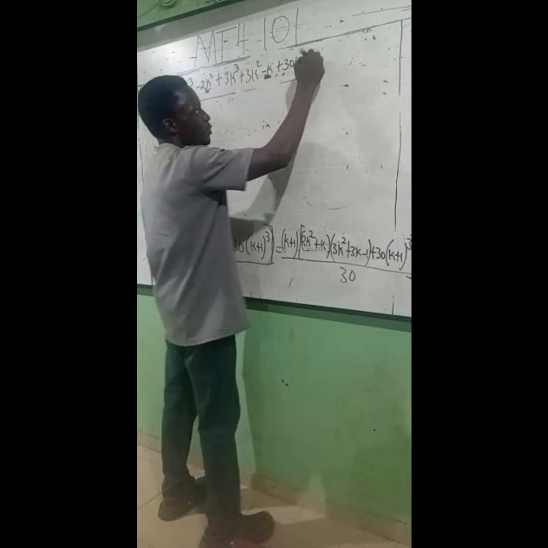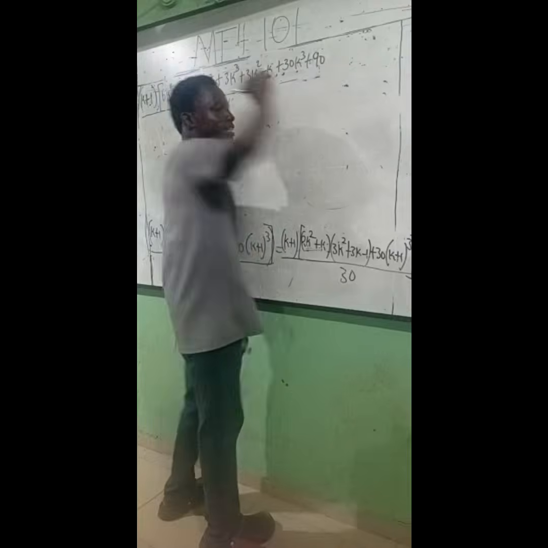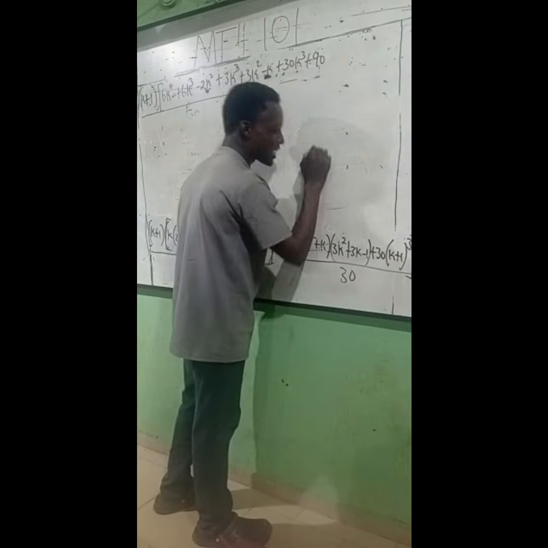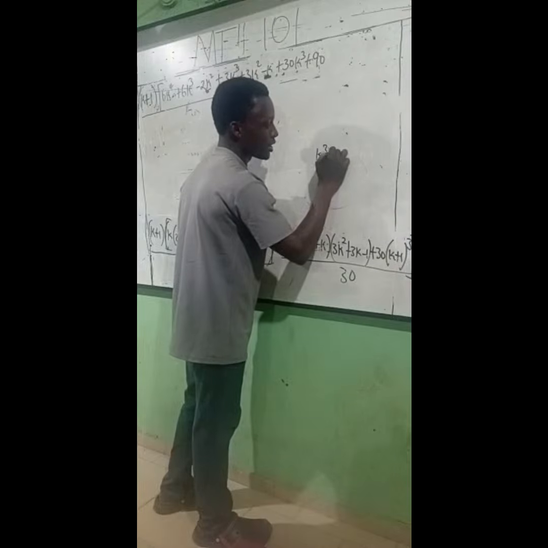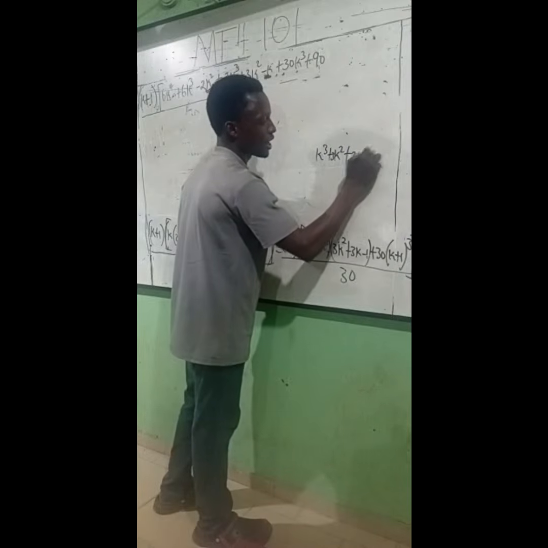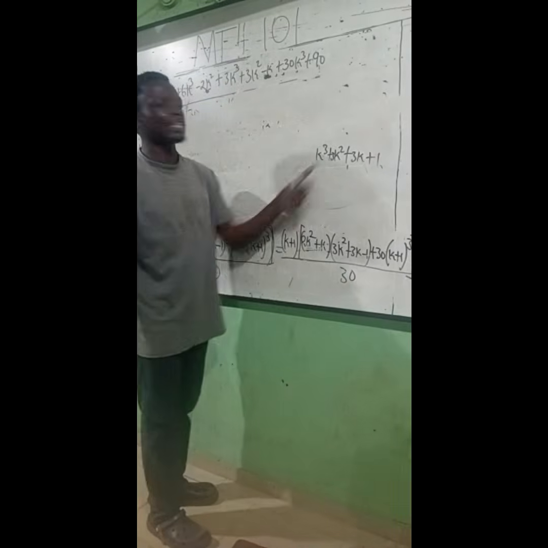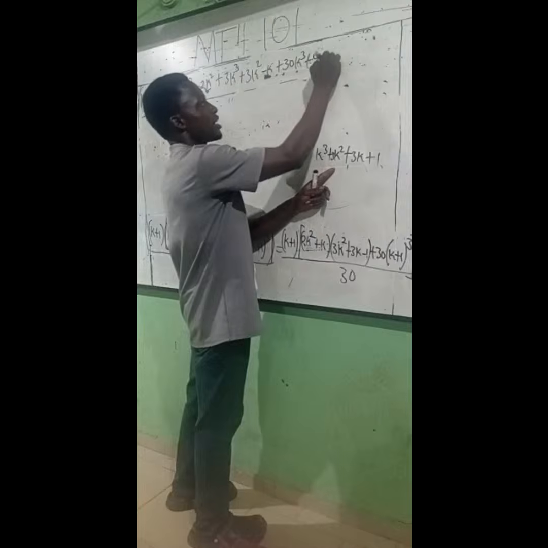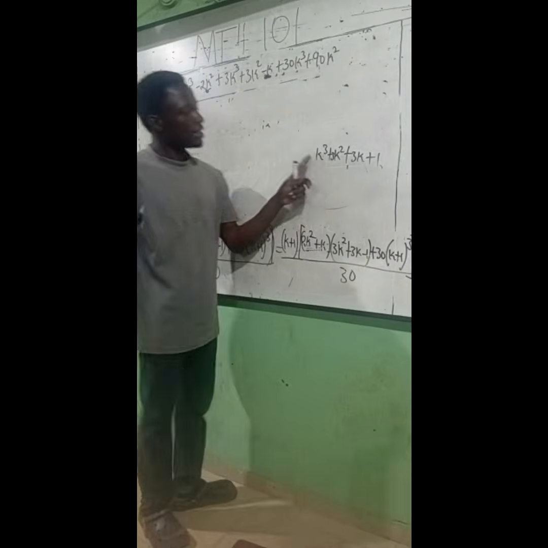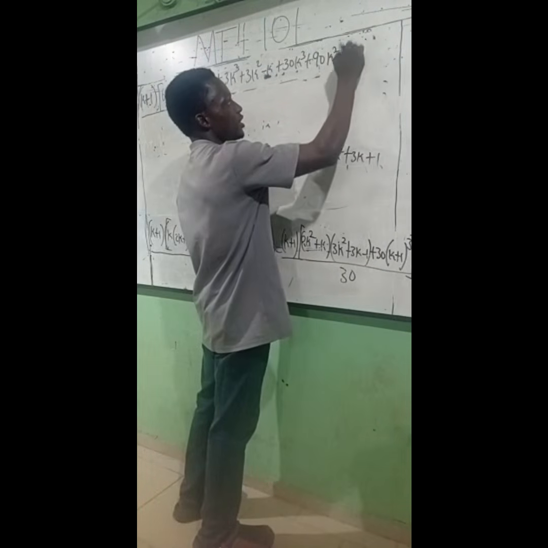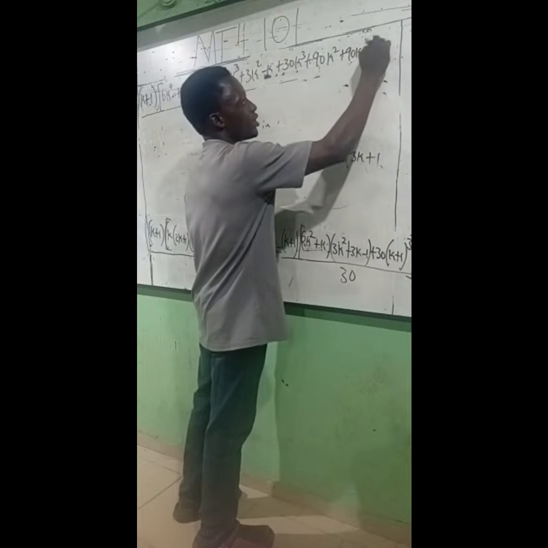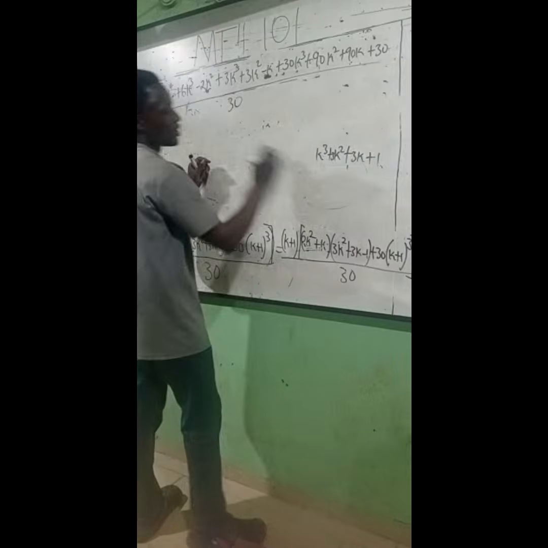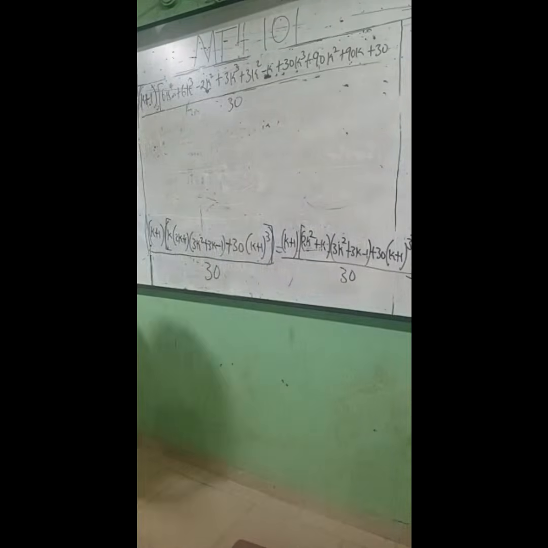Let's expand this: k cubed plus 3k squared plus 3k plus 1. So if you multiply by 30 times this, you have 30k cubed. 30 times this, you have 90k squared, right? 30 times this, you have 90k. 30 times 1, we have plus 30, over 30. Are we together?